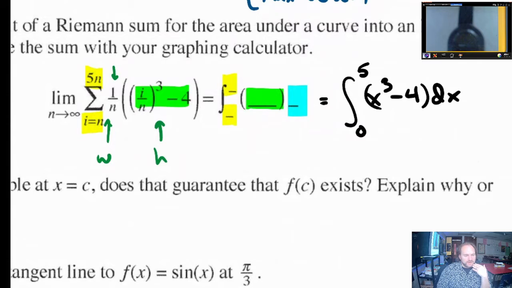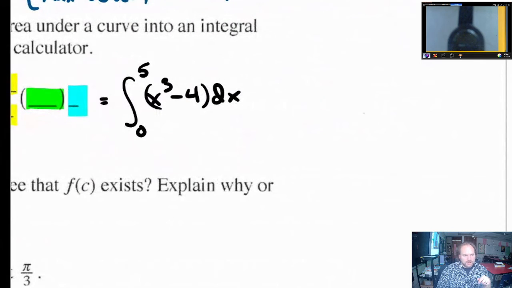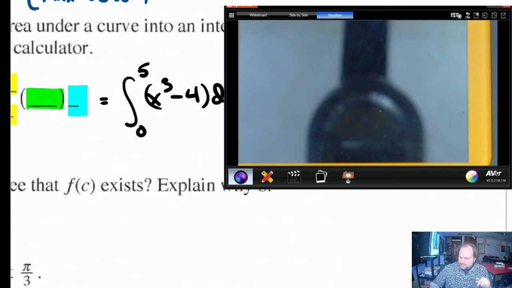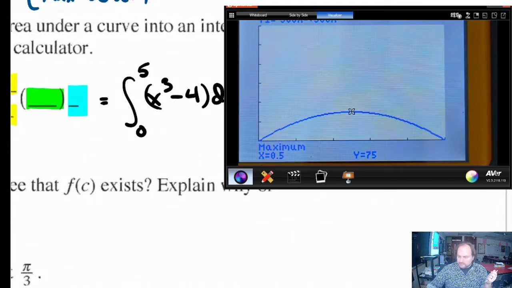X to the third minus 5 is actually going to go from 0 to 5. I'm pretty sure that's what it is. So at this stage, what we'll do is we'll grab the calculator and we'll plug it in and just see what the answer is, and that's less important than anything else.